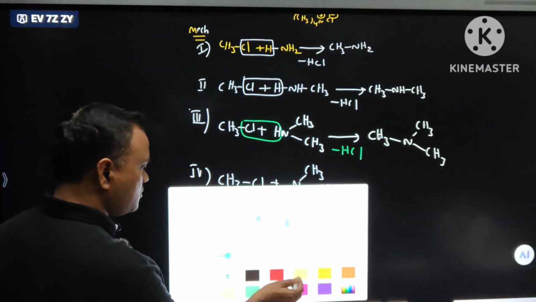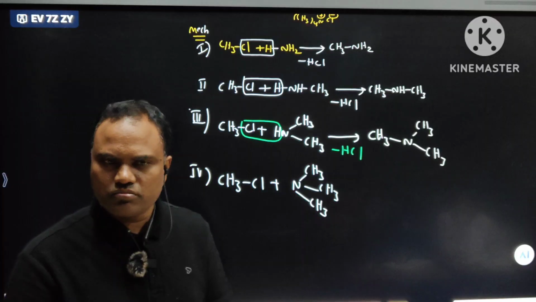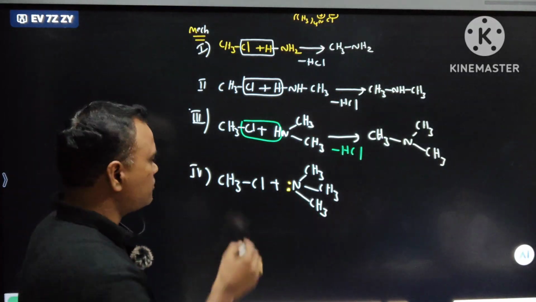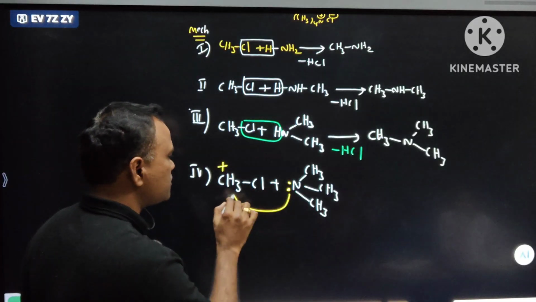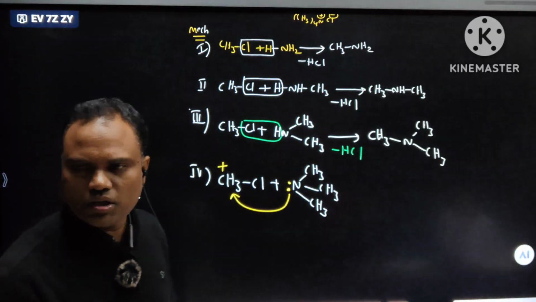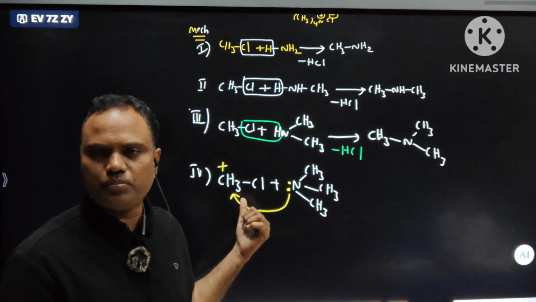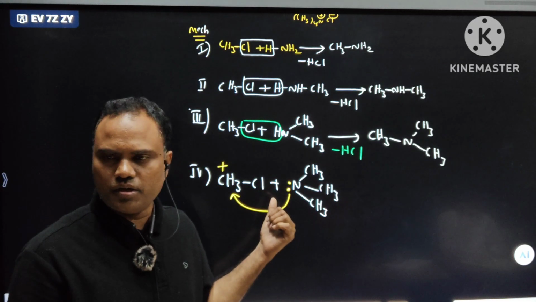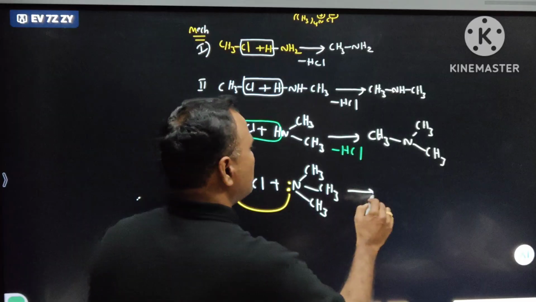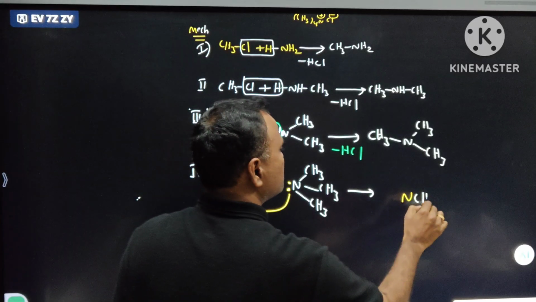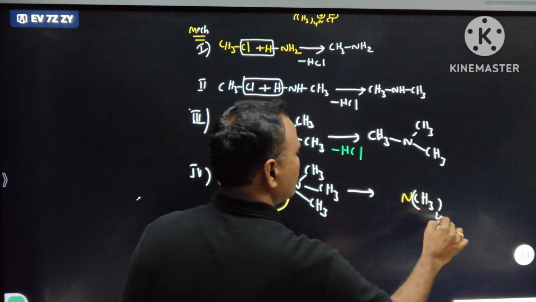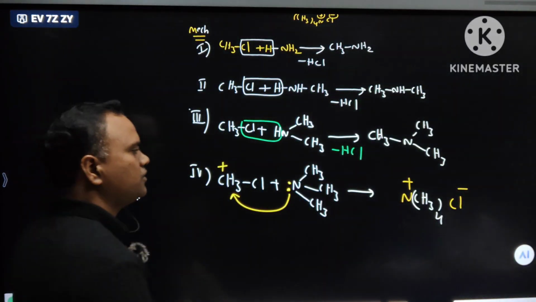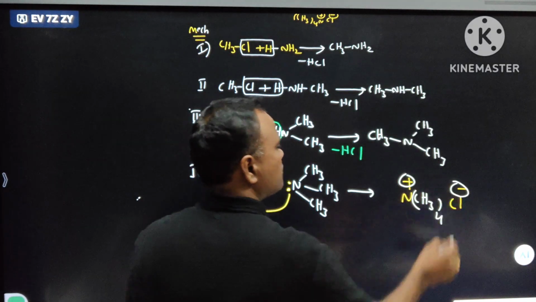See, now we do not have hydrogen to remove. What will happen? This nitrogen lone pair attacks the positively charged methyl, because it is connected to an electronegative atom and so gets a positive charge. So it forms N(CH3)4 positive, Cl negative, a quaternary ammonium salt. So a mixture of amines is produced.